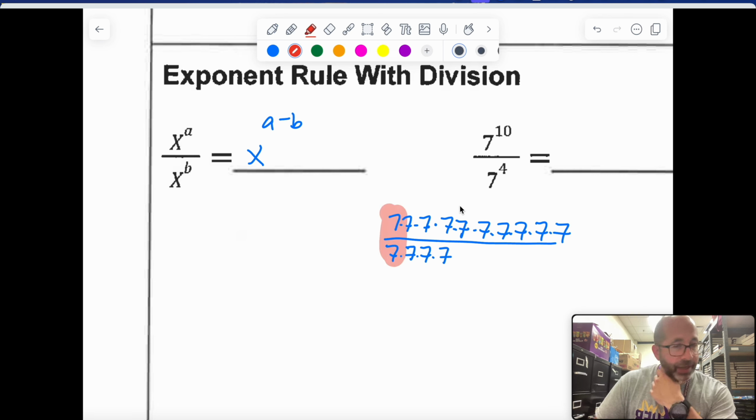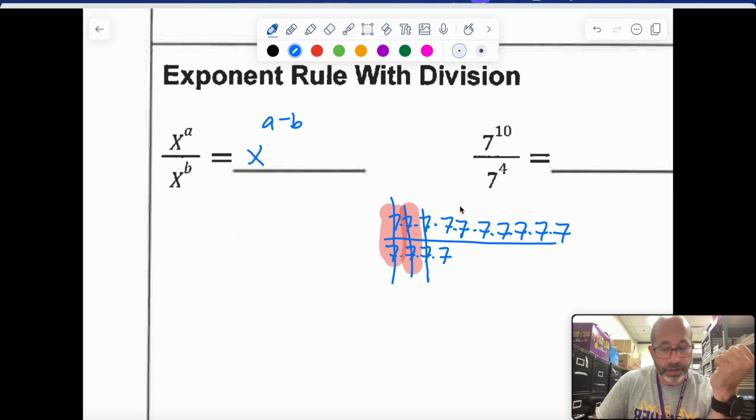What is 7 divided by 7? It's just 1. So these go away. Do it again. What is 7 divided by 7? It's just 1. 7 divided by 7 equals 1.